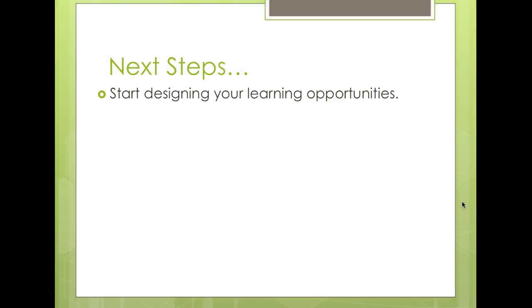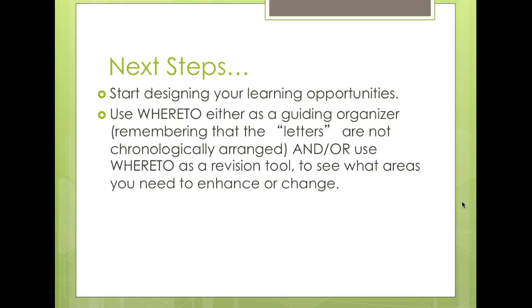So your next steps are to start designing the learning opportunities or instructional activities of the lesson. It will just be 3 to 5 learning opportunities that will lead toward the achievement of the lesson goal and objective. Use the acronym WHERETO as a guiding organizer. They're not chronologically arranged. It's just how convenient that acronym came up. And use it as a revision tool.